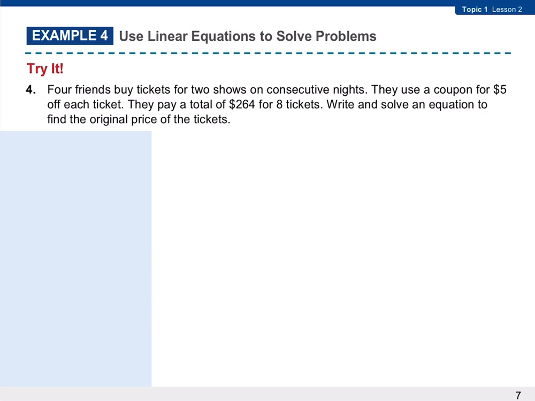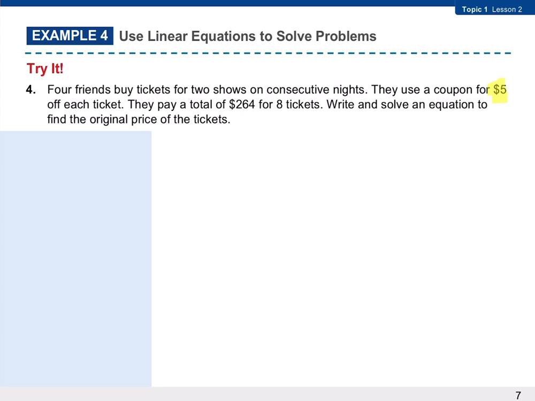So one more problem left. We have example number 4. I'm just going to set up the equation with you guys, and then you're going to try to solve for x. So our problem says 4 friends buy tickets for 2 shows on consecutive nights. Remember, consecutive means 2 in a row. They use a coupon for $5.